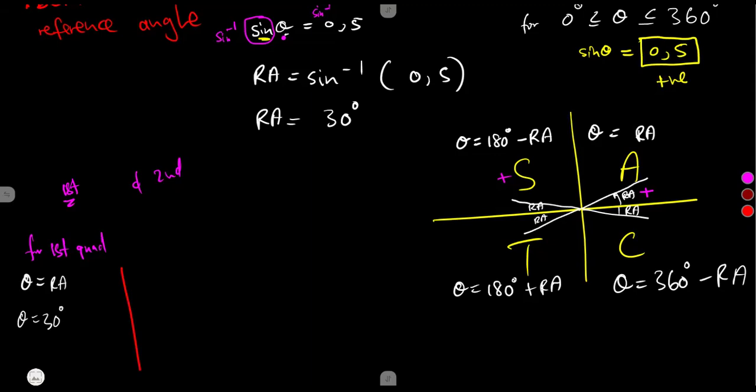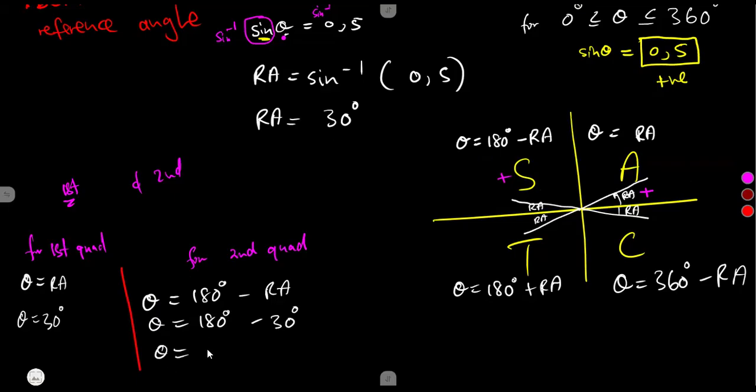You do the same thing because sine is positive in the second. So for the second quadrant, what are we going to have? Our answer, which is the exact angle that we are asked to calculate, is equal to 180 degrees minus the reference angle. So theta is equal to 180 degrees minus our reference angle, which is 30 degrees, just like that. So you're going to have the value of theta, which is 150 degrees.